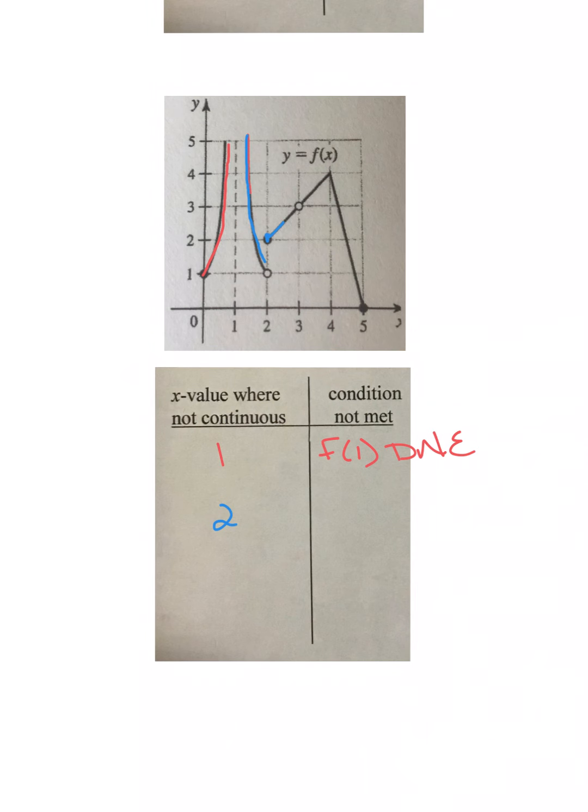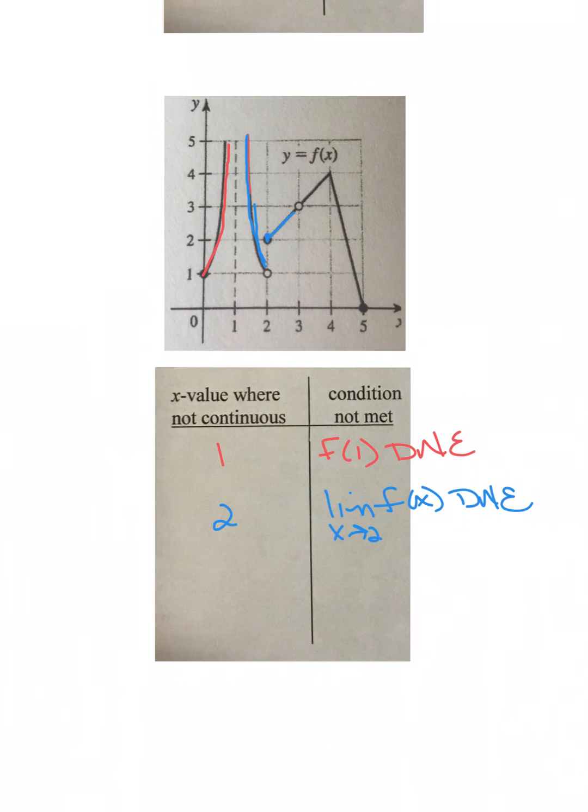Question 2, does the limit exist? From the left side of the x value 2, you're going to the y value of 1. From the right side, you're going to the y value of 2. 2 different y values means the limit does not exist. So the condition that we broke is that the limit as x approaches 2 of this function does not exist.